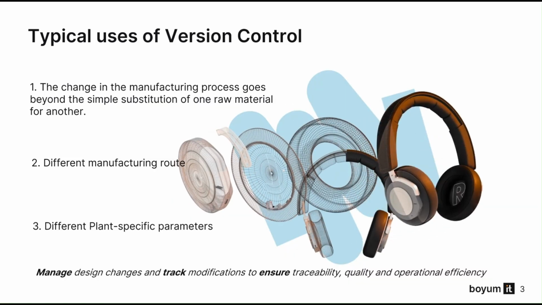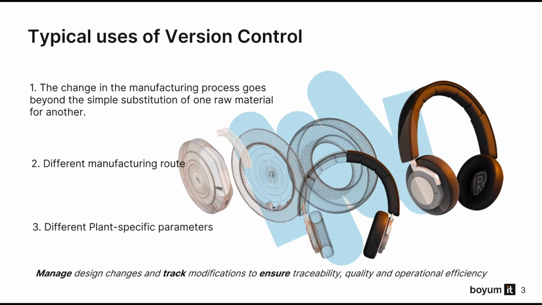As mentioned in the introduction, product versions are used when a change goes beyond the simple substitution of one raw material for another. This may involve manufacturing products with components made of completely different brands, using different finishes and sustainable materials, or significant variations in auxiliary product quantities compared to the original. Another reason for creating a new product version is the need for a different manufacturing route.